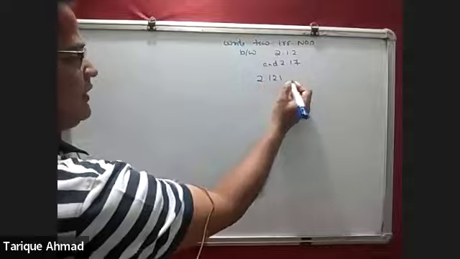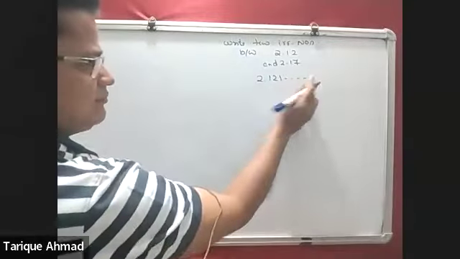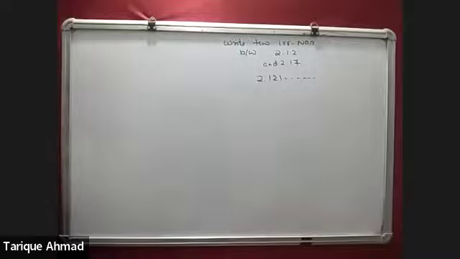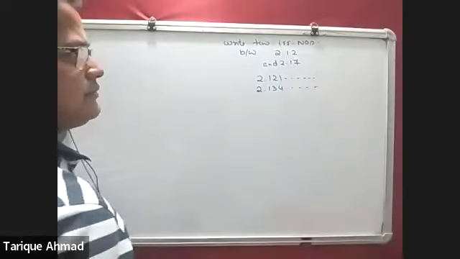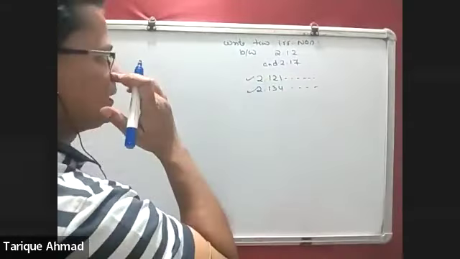2.121. 2.121, and then you have to put dash dash dash. If you are not showing dash dash dash, then you are writing a number that terminates. 2.134 dash dash dash, like this. These are the two examples, right?